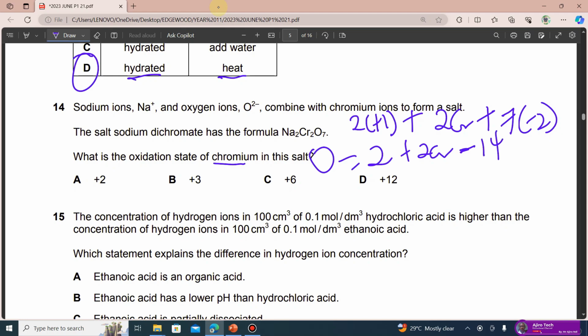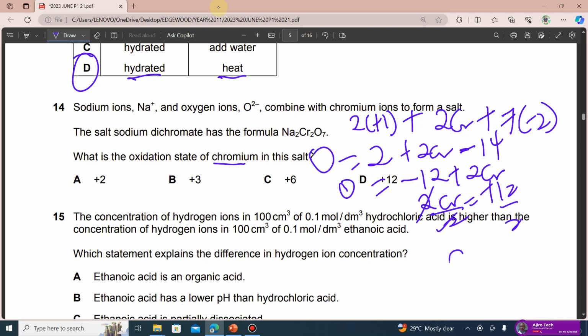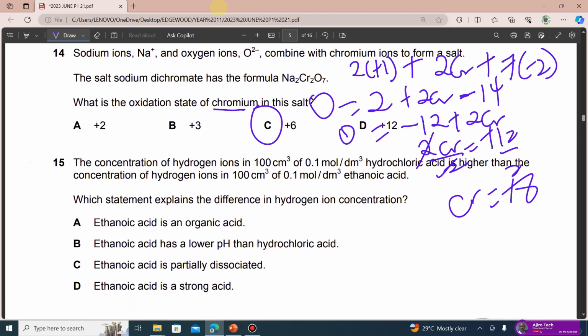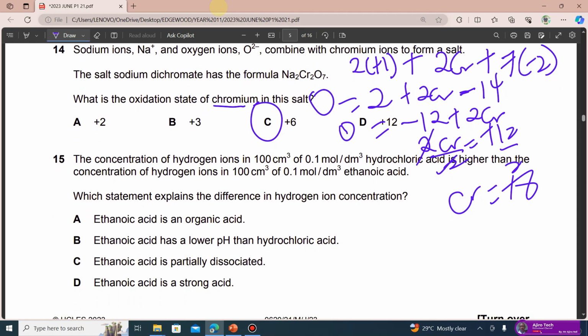that is -14. So we have 0 equals -12 plus 2Cr. So 2Cr is equal to +12. So divide both sides by 2. So Cr is +6. So that's option C. So +6 is the answer. All right, we go to question 15. I believe we are progressing gradually.